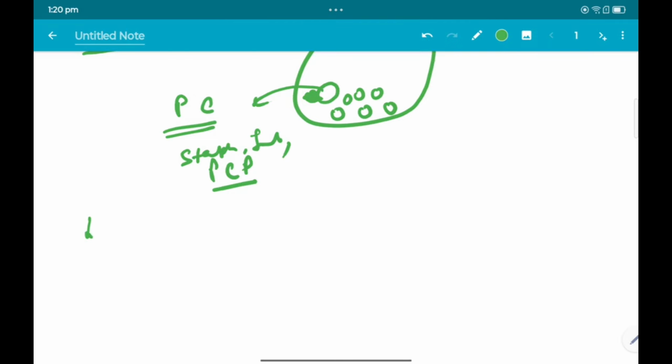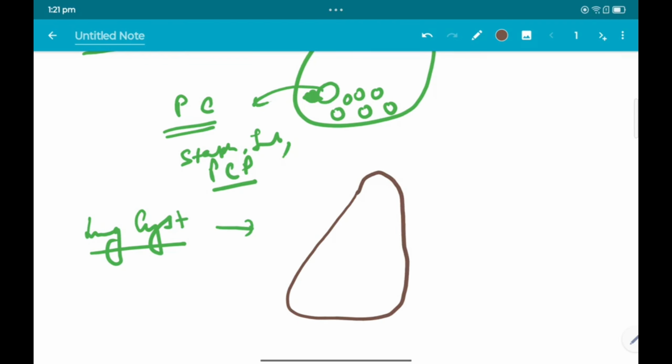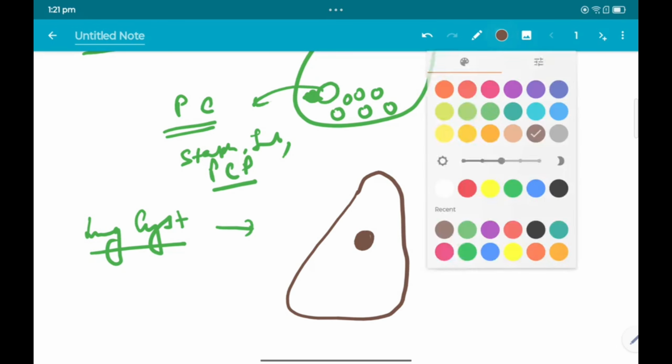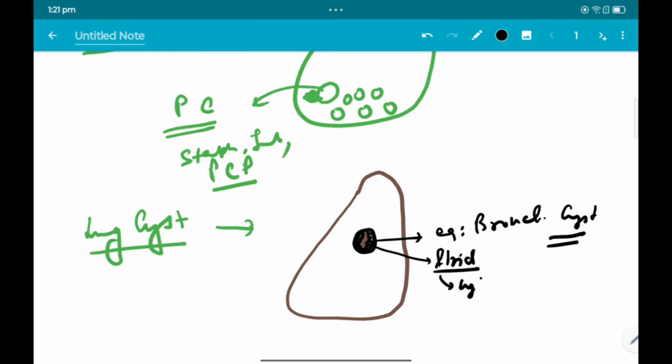Another entity is lung cyst. What is lung cyst? Suppose this is lung and you have a cavity which is filled with either fluid. And one important thing that this cavity is lined by epithelium. Okay, so this can be congenital or acquired. Example, bronchogenic cyst. Okay, and there is fluid filled inside the cavity, so it is called as cystic cavity.